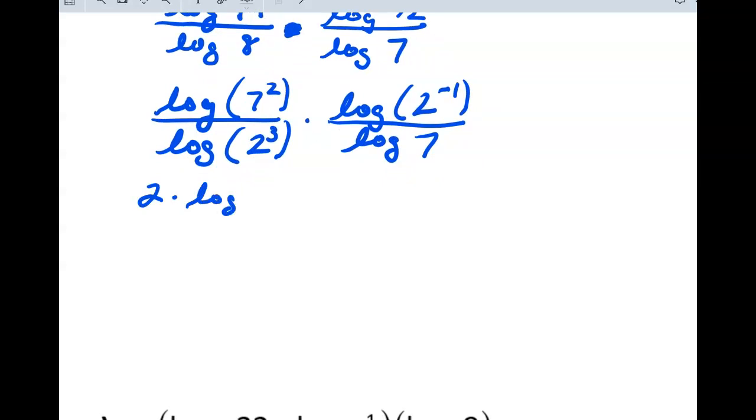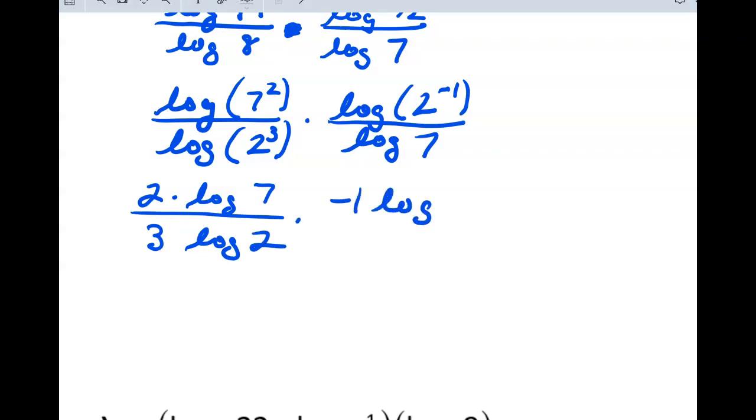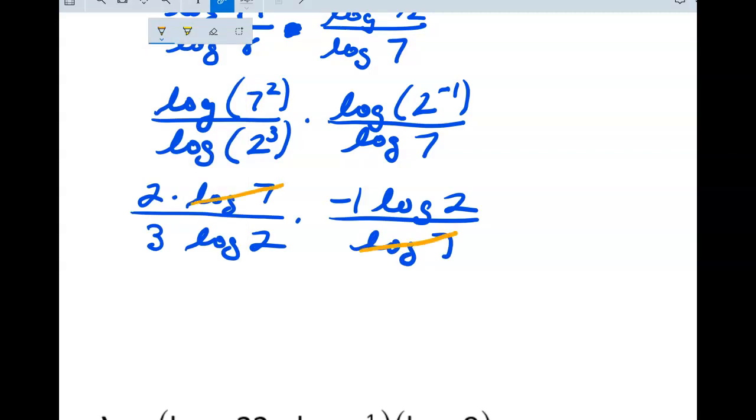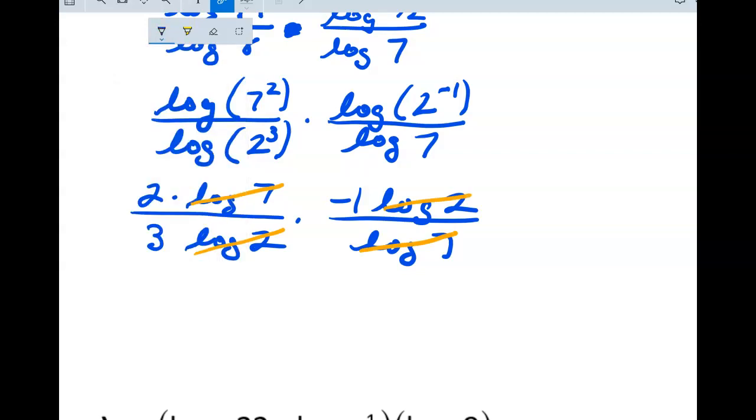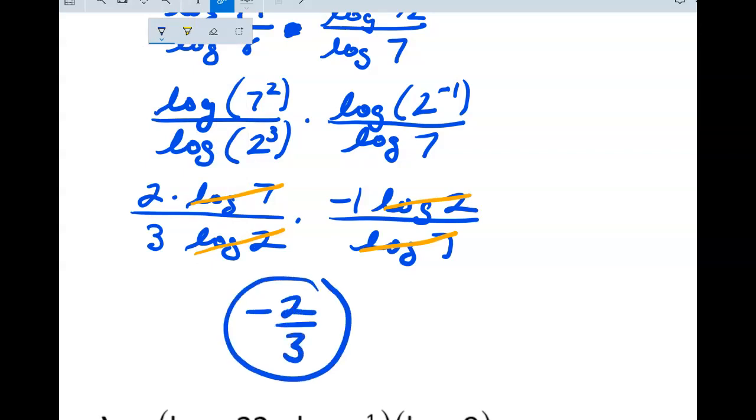2 times the log base 10 of 7 over 3 times the log base 10 of 2, times -1 times the log base 10 of 2 over the log base 10 of 7. Now you can grab your handy dandy cancellation pen, cancel those log 7s, and cancel those log 2s. And that gives us just 2/3 times -1, which is -2/3.